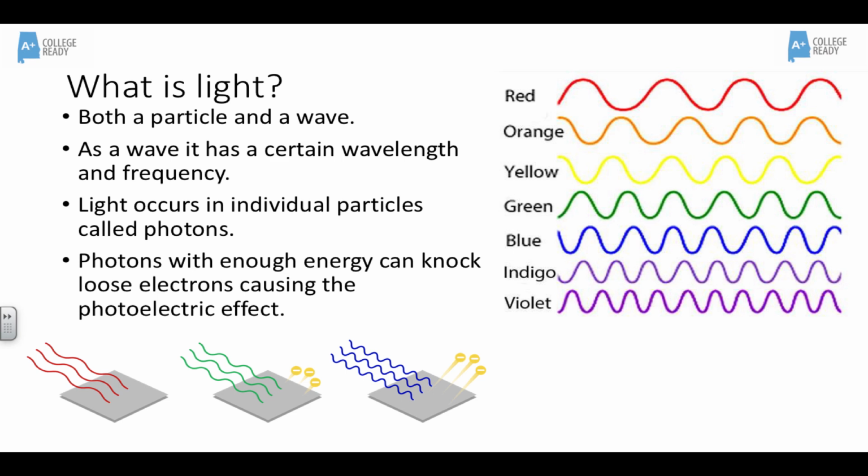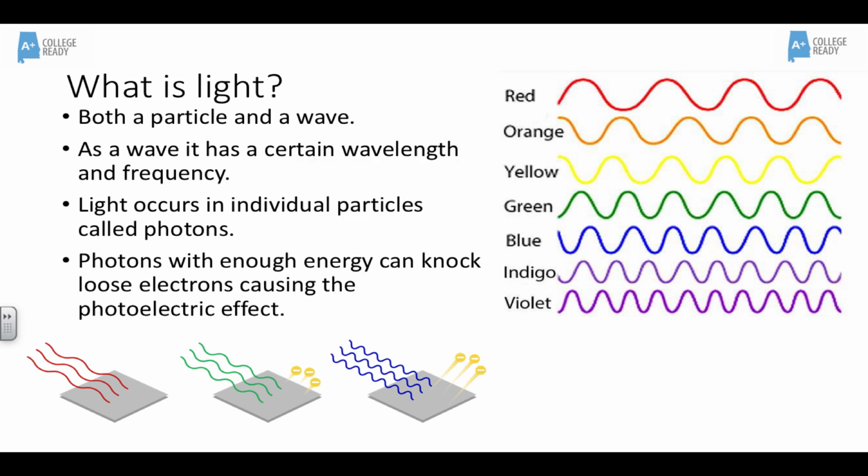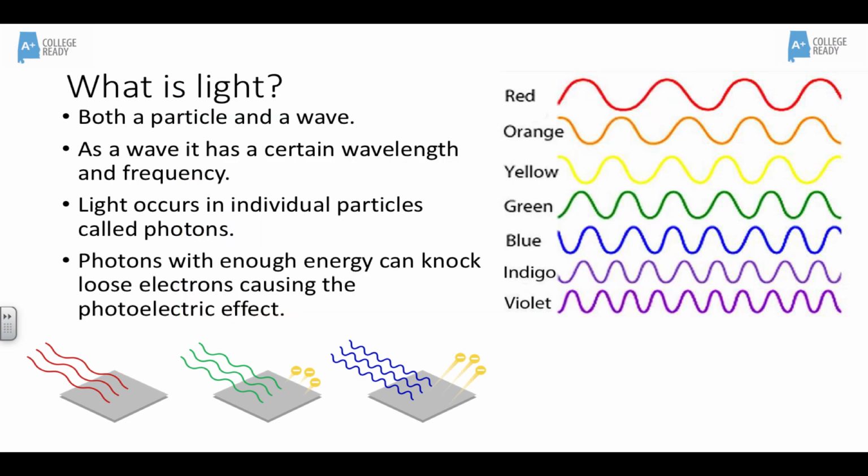We know that light of different energies, red has low amounts of energy, violet has more energy, can actually knock loose electrons. When it knocks loose electrons, we call that the photoelectric effect. And you may have a solar calculator that uses this to generate electricity. You may have seen solar panels that are used to create electricity by knocking loose electrons using light. In the picture down here, you'll notice the red light does not have enough energy to knock loose those electrons, while the green and the blue light do.